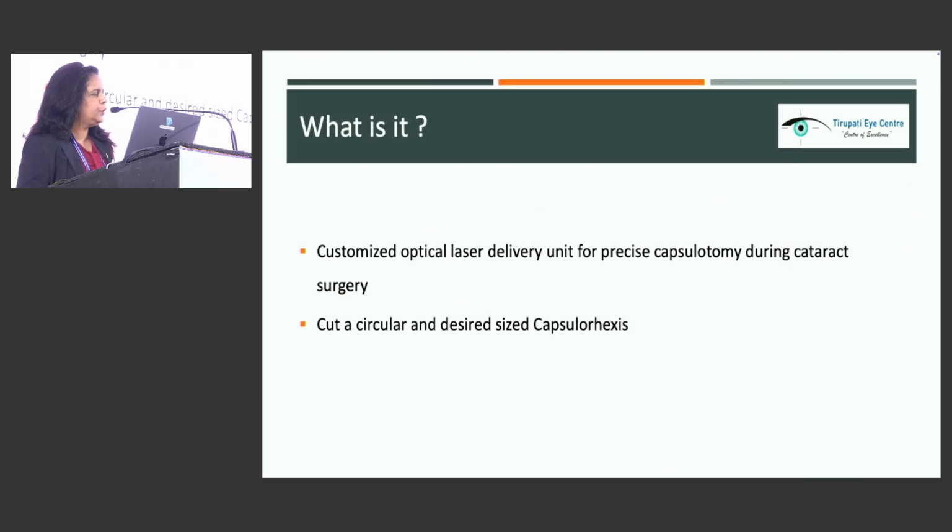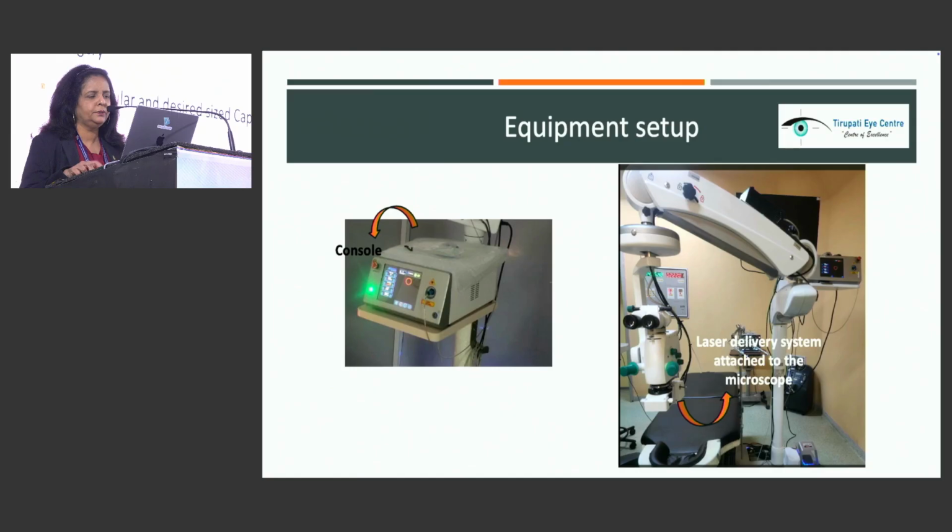Now, we all have been doing capsulorhexis ourselves, whether using a needle or using a capsulorhexis forceps. But currently, with the coming of the presbyopia correcting lenses, there is a need that our capsulorhexis should be absolutely circular. Capsulorhexis should be of a desired size, and we should have consistent results.